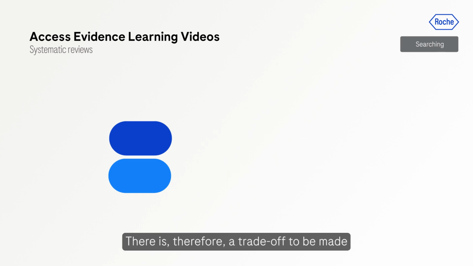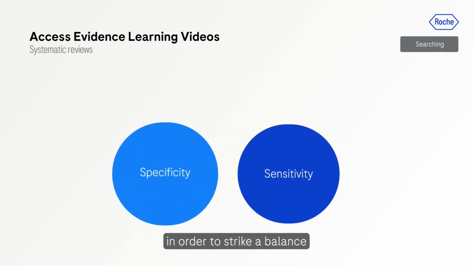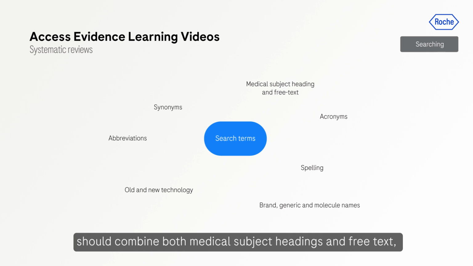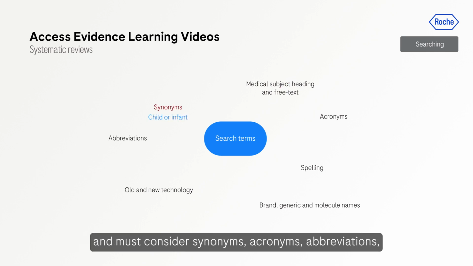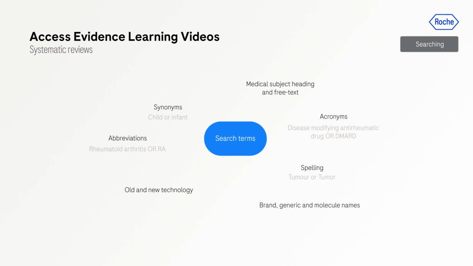There is therefore a trade-off to be made between sensitivity and specificity in order to strike a balance between comprehensiveness and precision. The search terms used for a systematic search should combine both medical subject headings and free text and must consider synonyms, acronyms, abbreviations, spelling, terminology, and different names for the same interventions.